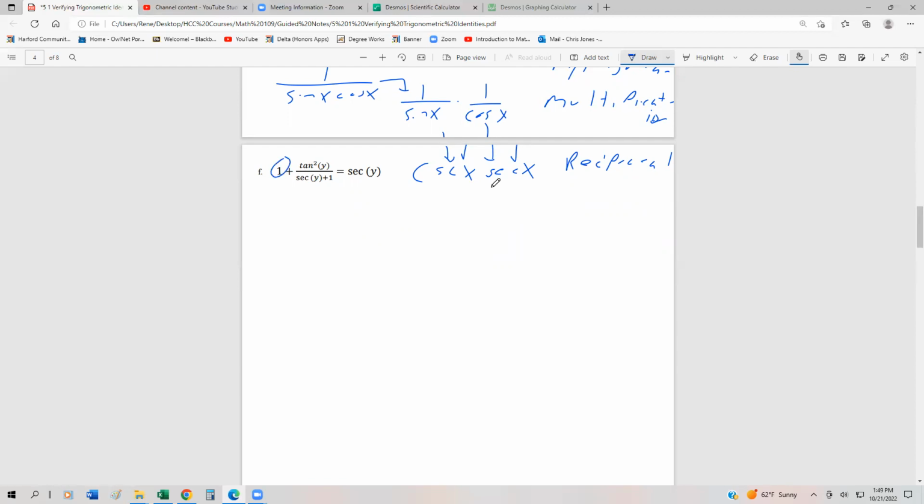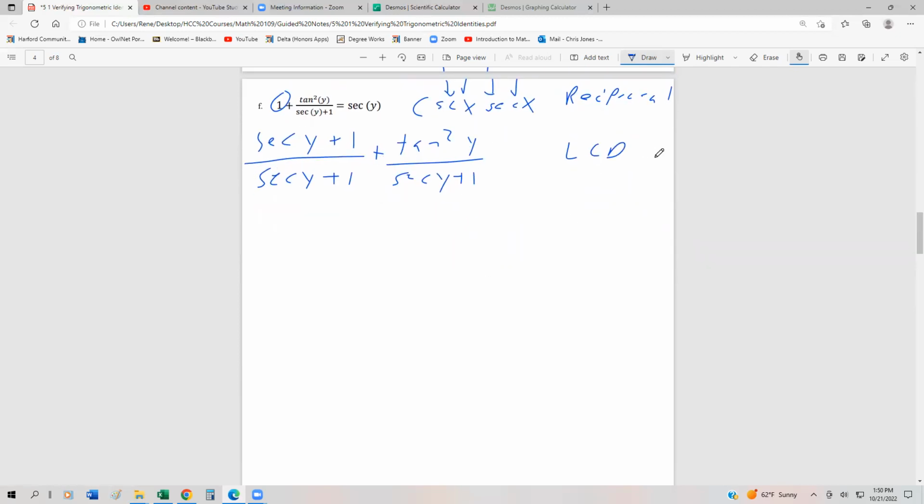So what I'm going to do is rewrite 1 as sec y plus 1 divided by sec y plus 1, all right? And then we're still going to add tan square y divided by sec y plus 1. Okay, so that's just by getting a least common denominator. And then we're going to combine these into one fraction. So now we can write this as secant of y plus 1 plus tangent square of y divided by sec y plus 1.